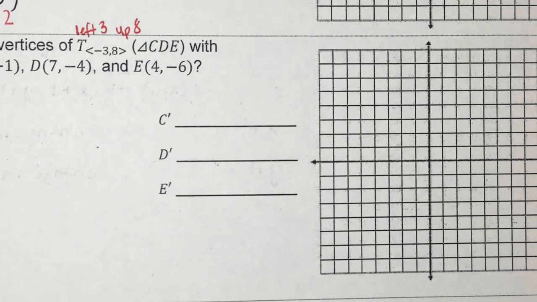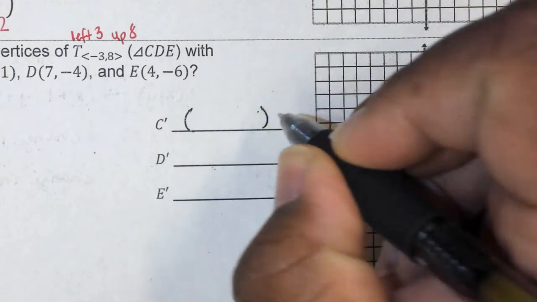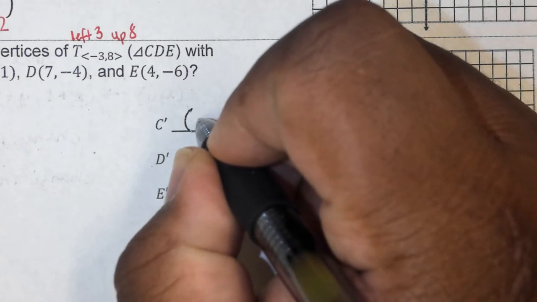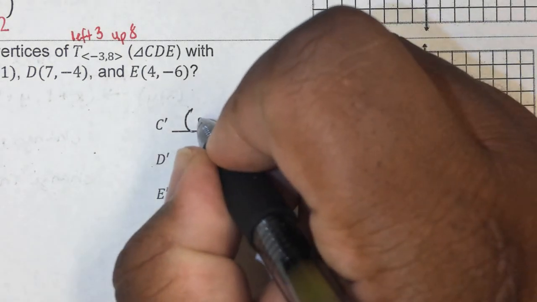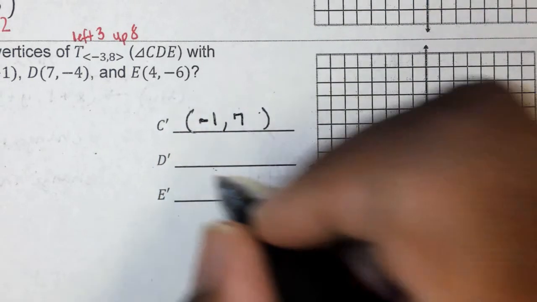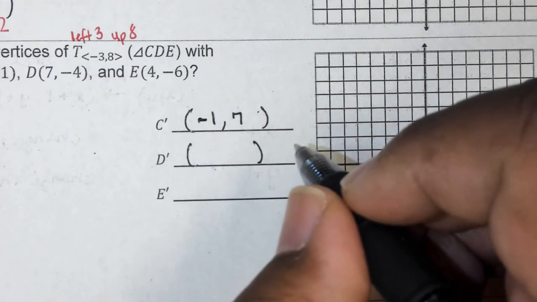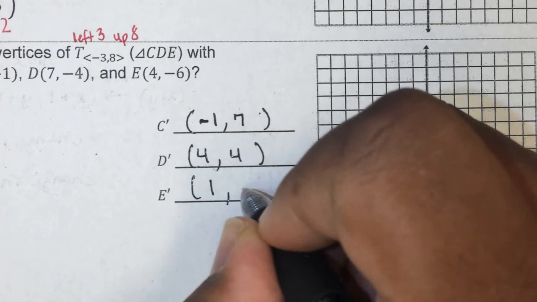All right, coming back. I'm not gonna do the drawing, but I do want to know the coordinates. Zoe, give me the coordinates of your image. Now I'm writing in pen, y'all. Negative 1, 7. Go ahead. A little louder. 4, 4. Yes. 1 and 2. All right.